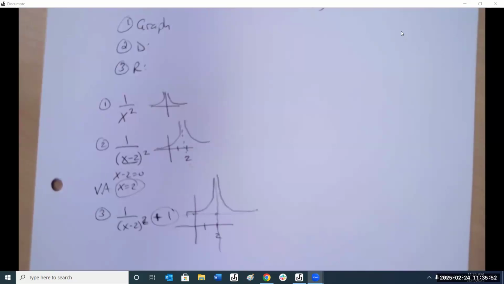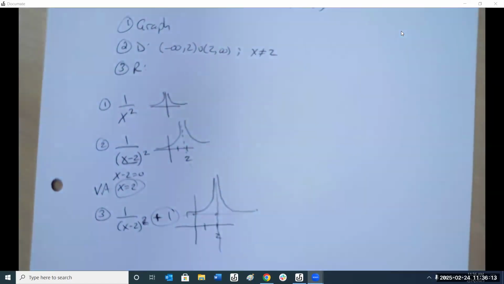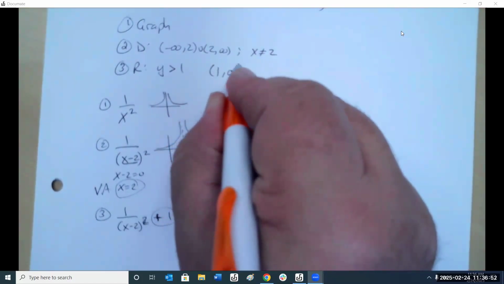So what's the domain? Negative infinity to 2, 2 to positive infinity, or you can simply say x does not equal 2. Either one will work. What's my range? It has to have a range. It's the y values. Is there any graph down here? It can't be in the negatives. The range could be y is greater than 1, because it never equals 1, or you can say it's 1 to positive infinity.